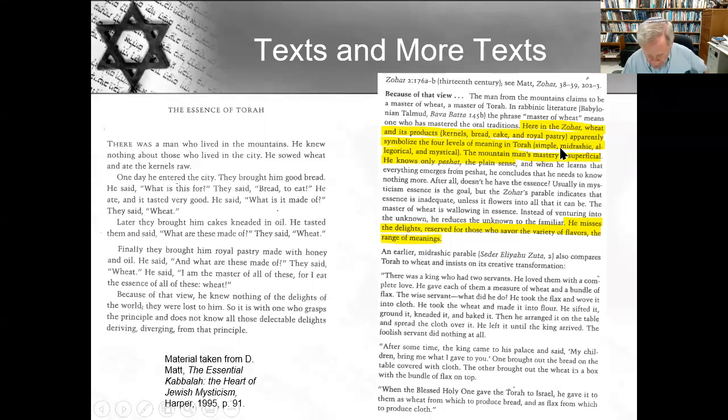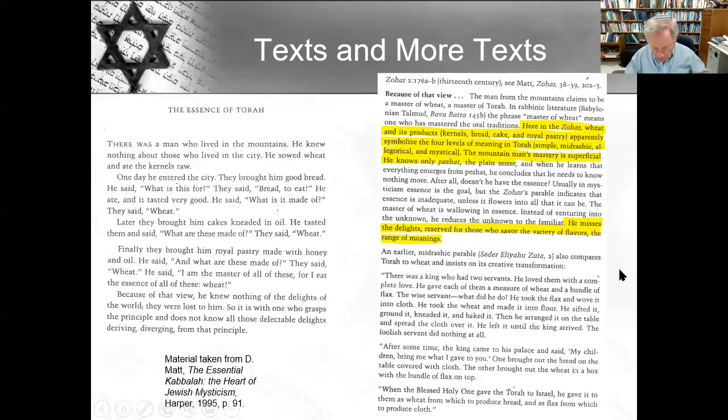And here in his commentary, the Zohar symbolizes the four levels of meaning in the Torah, what we just went over: simple, midrashic, allegorical, and mystical. The mountain man's mastery is superficial. He only knows pshat. So for him, there's no point in eating bread, no point in eating cakes, no point in eating royal pastries. It's all wheat. So why bother? So for those of us who read the Bible at a simple surface level meaning, yes, it's an interesting story, but we could write better stories. But we haven't delved underneath it.